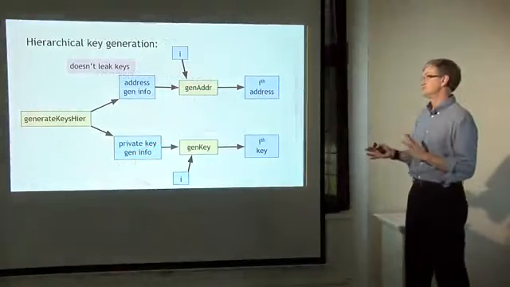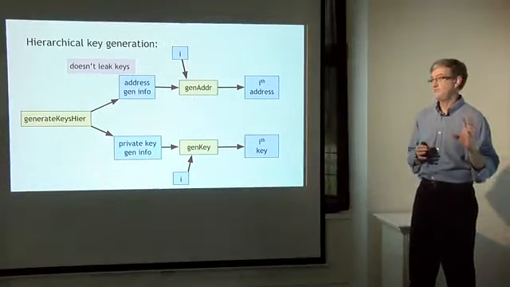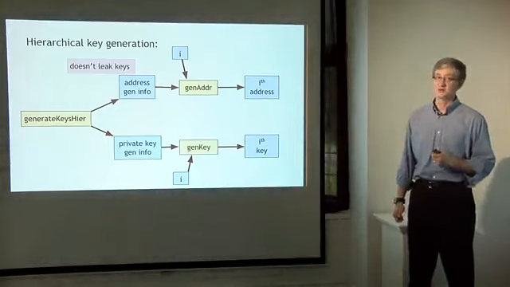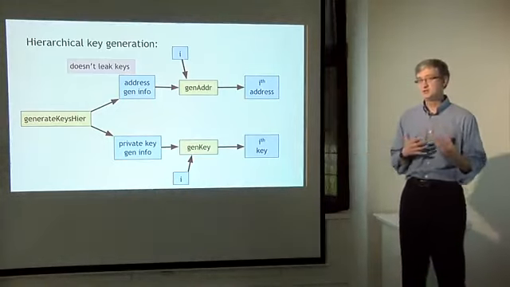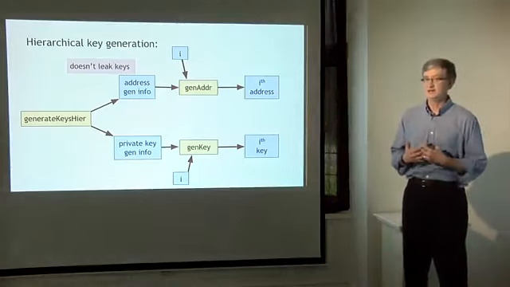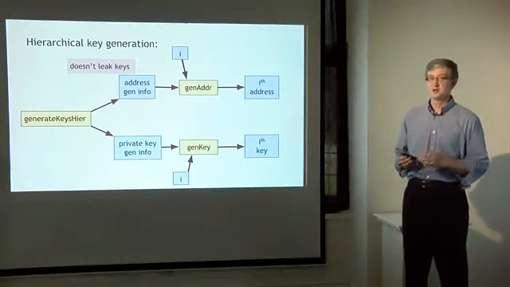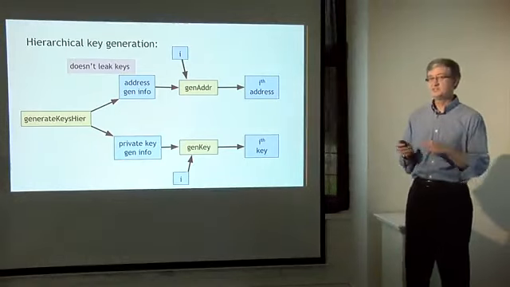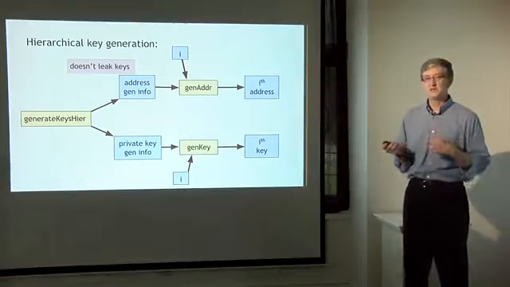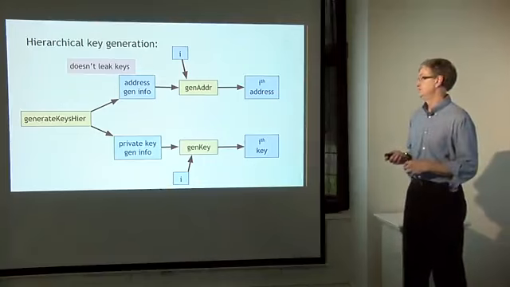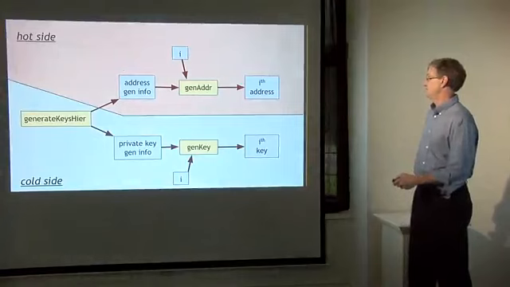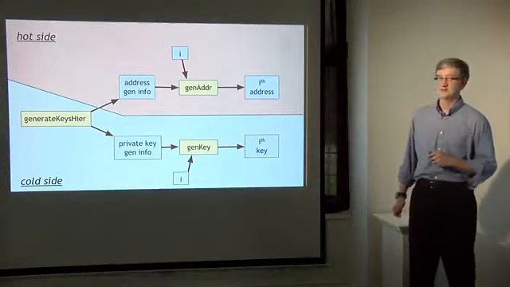Now, not all digital signature schemes that exist can be modified in a way like this to support hierarchical key generation. Some can and some can't. But the good news is that the digital signature scheme used by Bitcoin, which is called ECDSA, does support hierarchical key generation, and so we can do this trick. And the reason this is useful for hot and cold storage is that we can take this operation and split it up between the hot side and cold side of our storage, like this. Everything that has a blue background here is done on the cold side, and everything that has a red background is done on the hot side.